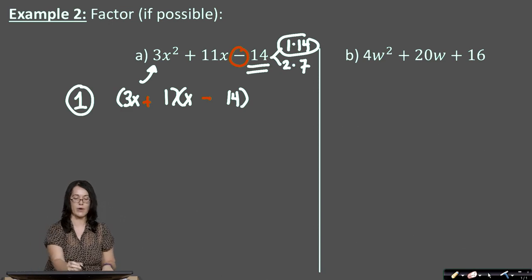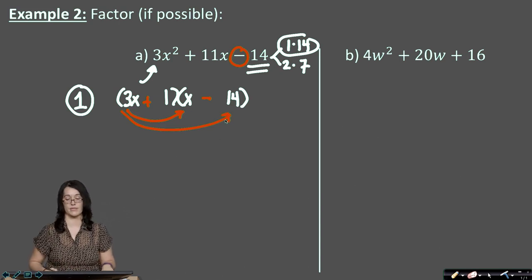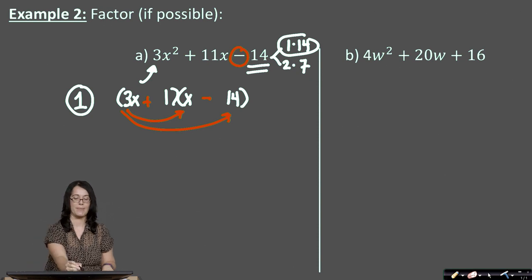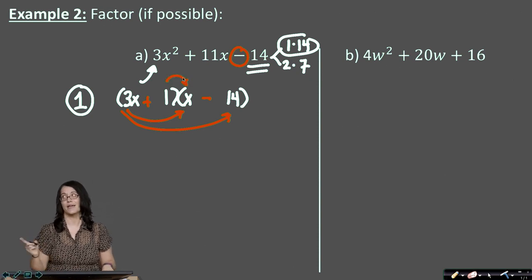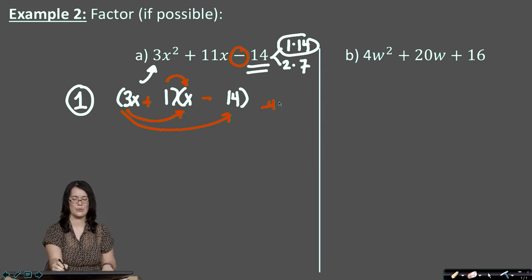Well, if we did it that way, we'd get 3x squared, which is correct. But notice here we're getting a pretty big number, 3 times 14. That's a -42, okay? And then a positive 1x. -42x plus 1x is -41x. Uh-oh, that doesn't look like positive 11x. So this is incorrect. But what if we did it a little different, right?